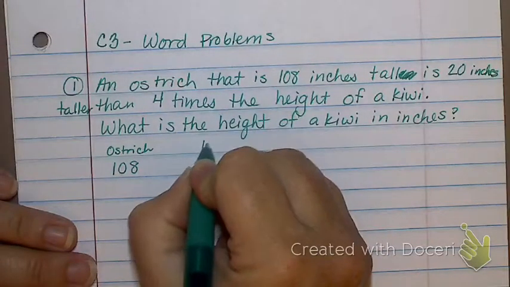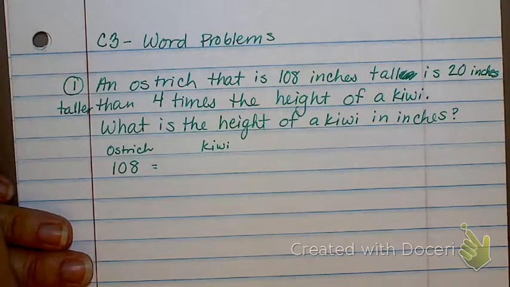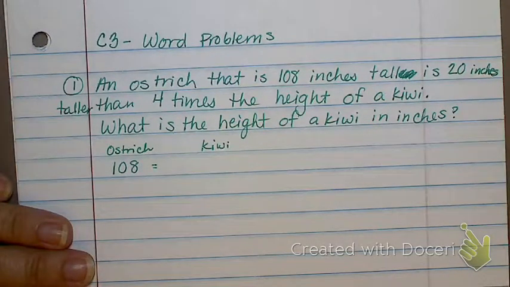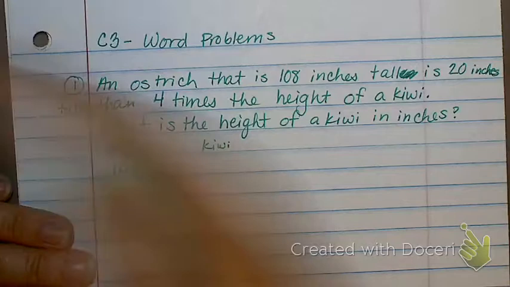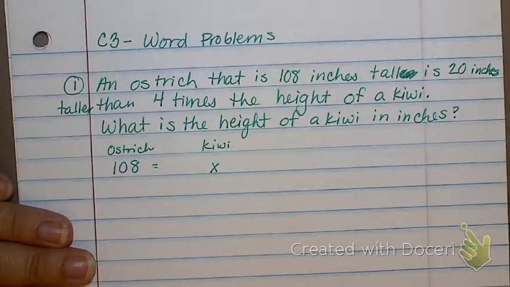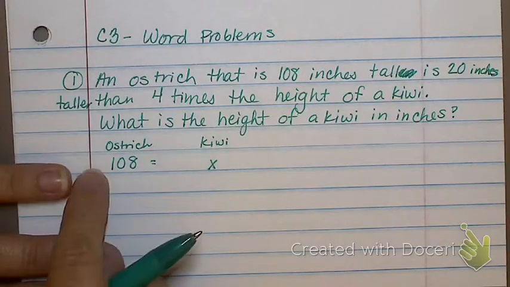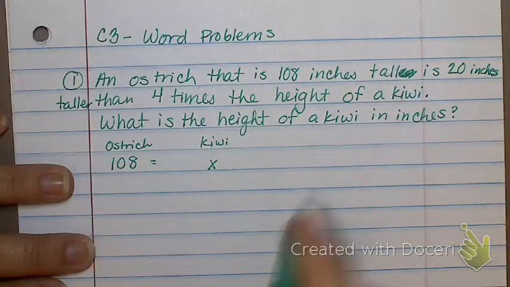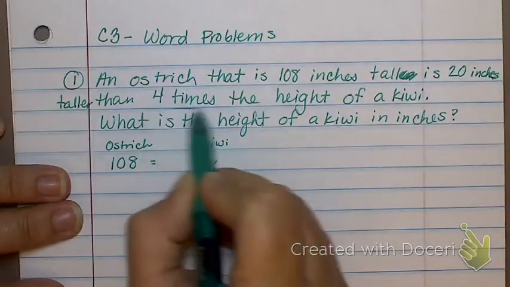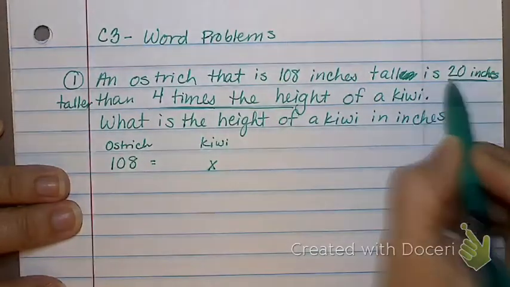Let's describe the kiwi. Is 20 inches taller than 4 times the height of a kiwi. We don't know the height of the kiwi, correct? Okay. So I'm going to call the height of the kiwi X, because it's what I don't know, right? Now, I need to figure out how do I treat X to get it to equal the ostrich. So let's see. It is 4 times the height of the kiwi and an additional 20 inches.